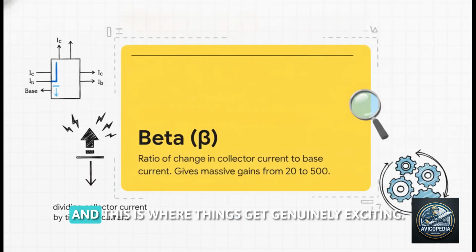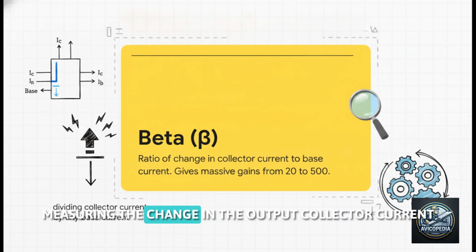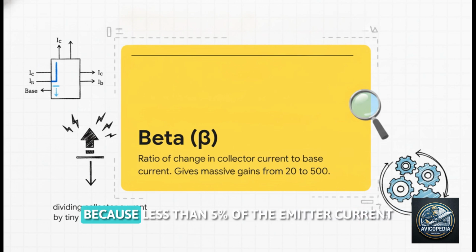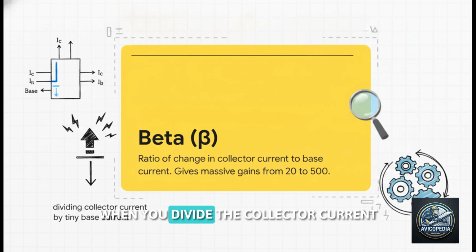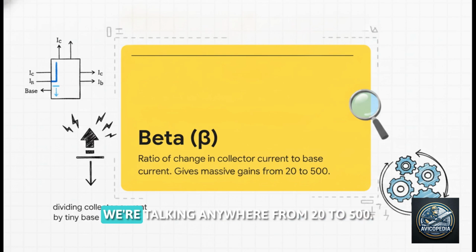Next up is beta, and this is where things get genuinely exciting. Beta is the amplification factor for the common emitter connection, measuring the change in the output collector current relative to the input base current. Because less than 5% of the emitter current actually flows into the base, when you divide the collector current by that tiny base current, you get massive gains. We're talking anywhere from 20 to 500.